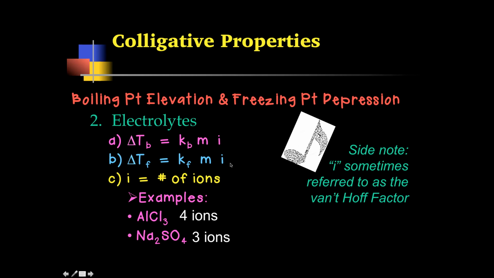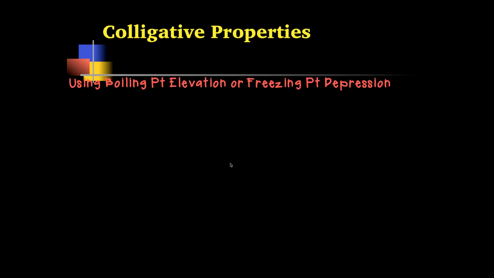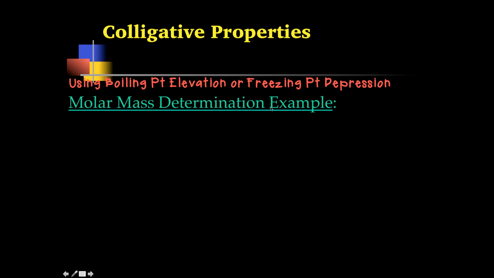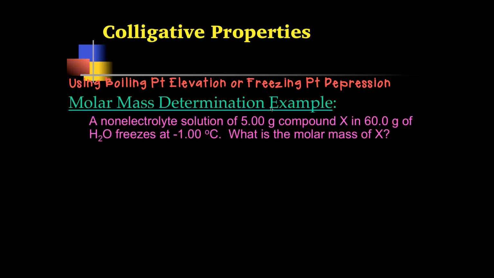Okay, so I just gave you a whole bunch of new equations. Well, what do we do with that? Let's use boiling point elevation or freezing point depression to do something interesting in the chemistry world. It turns out that we can figure out the molar mass of something. So this is what it would look like. Imagine you were a lab technician and somebody brought you an unknown compound X. And what you did is you created a solution. You took 5 grams of that unknown X and you dissolved it in 60 grams of water. You first check to make sure that it did not conduct electricity, because if it does conduct electricity, that would change our equation and that affects what we need to do.